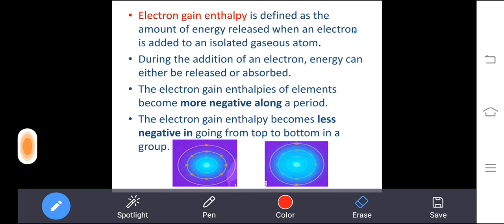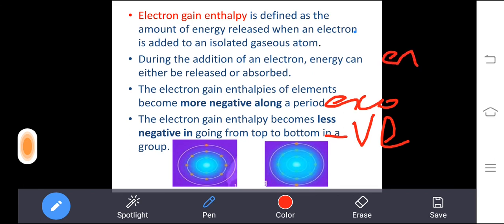So in this slide, what you want to understand is the meaning of electron gain enthalpy. Electron gain enthalpy is the amount of energy released when an electron is added to an isolated gaseous atom. And here not only release, even absorption takes place. When we are adding the electron, two things can happen. Energy will be released or energy will be absorbed. If it is released, we say it is exothermic and it will be a negative value. If it is absorbed, we say it is endothermic and it will be a positive value.